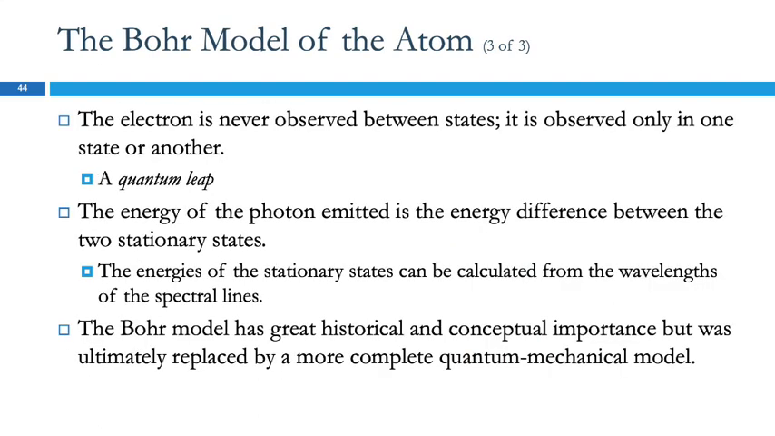So we've talked a little bit about how the very small things, quantum-sized things, behave very strangely. Right? We talked about Schrodinger's cat and some other weird things. So the electron is never observed between states. It's in one orbit or it's in another orbit. And when it moves, it makes a quantum leap, meaning it moves from that one orbit to the other orbit without going through the space in between. And if that seems impossible, then you're thinking correctly.